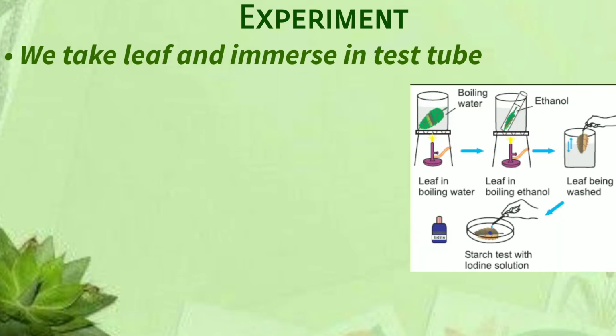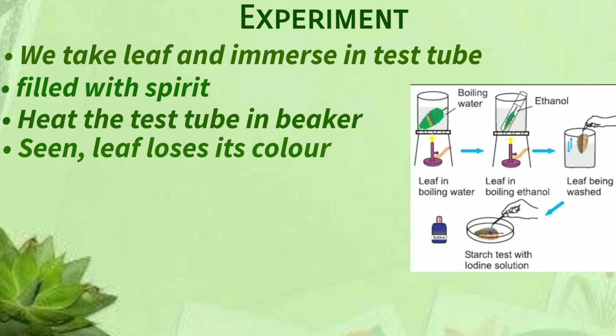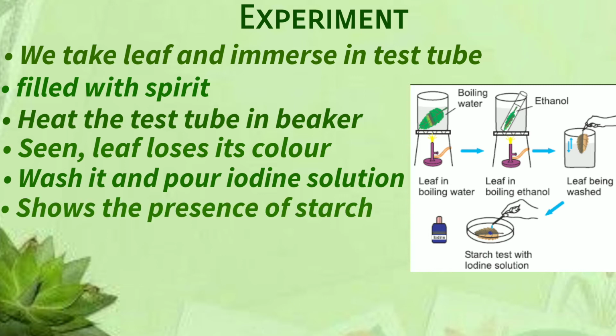We can do an experiment to see if leaves really do perform photosynthesis. We take a leaf and immerse it in a test tube filled with spirit. Placing this test tube in a beaker filled with water, we heat the beaker. After the leaf loses its color, we wash it and pour iodine solution on it, which shows the presence of starch, thus disproving our doubts.